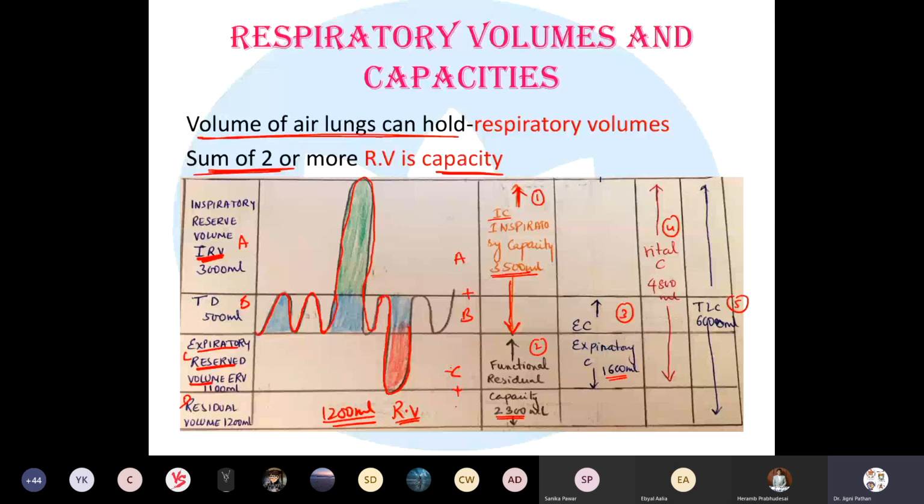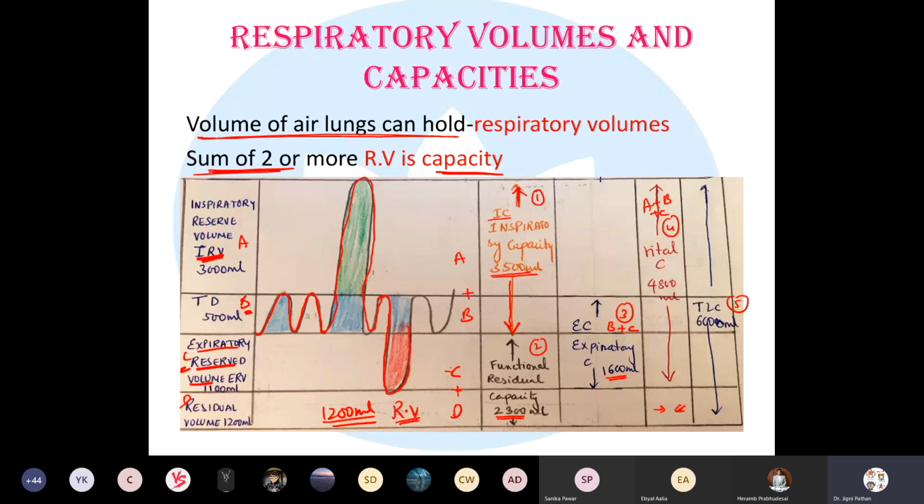When you add 1100 and 1200, the volume will be 2300, right? So this is a functional residual volume. What is EC? EC is B plus C. B plus C will give EC, the capacity of a lung to exhale the air outside. That is 1600. Now, vital capacity is a combination of A plus B plus C, other than this residual volume.